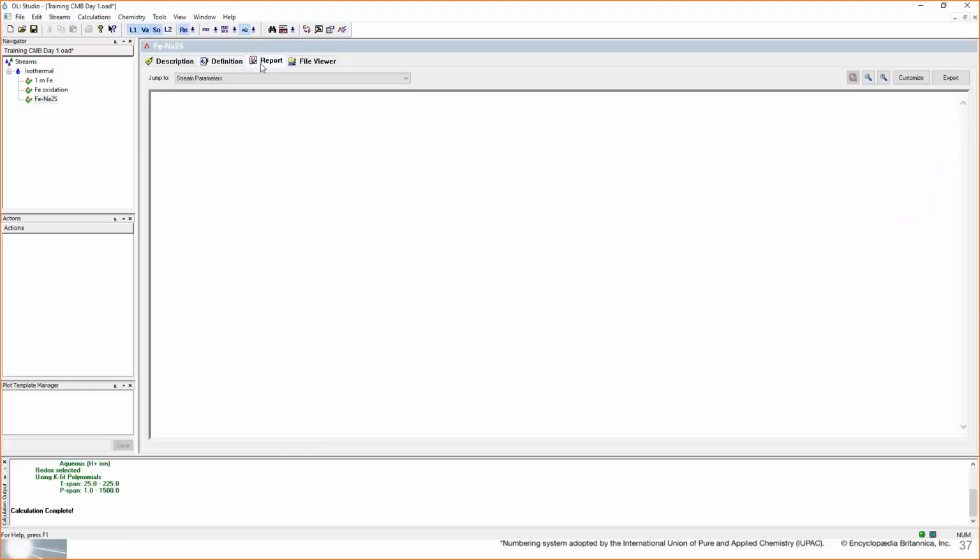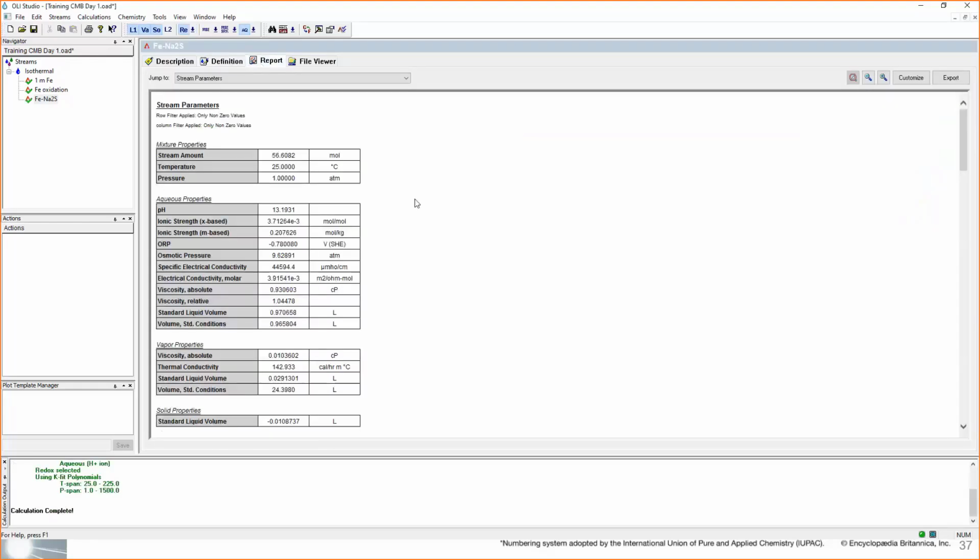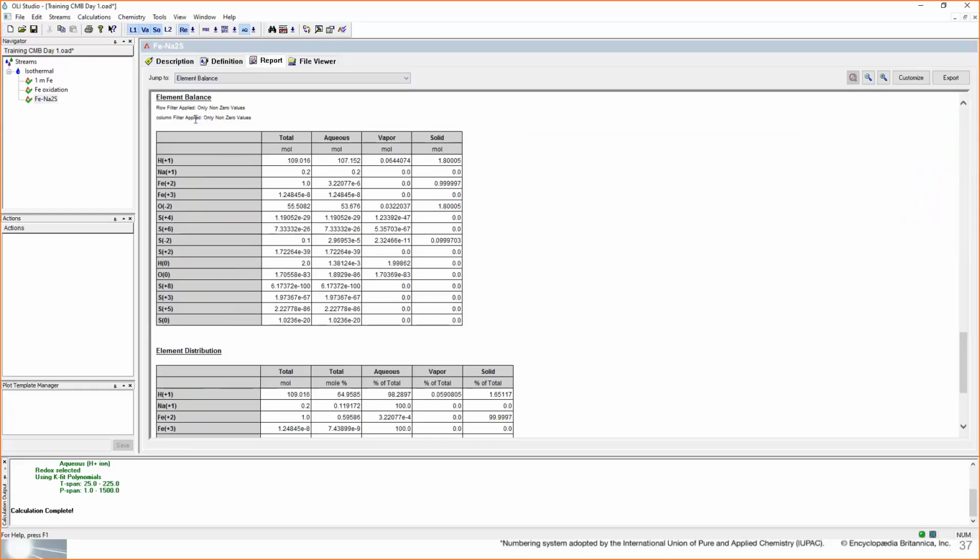And then we go to the report. In the report, we see the pH, which is also very high. But we want to go to the element balance, so jump to element balance. So now I want you to notice something here.